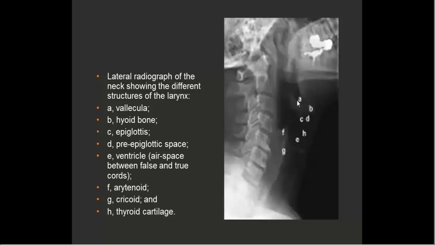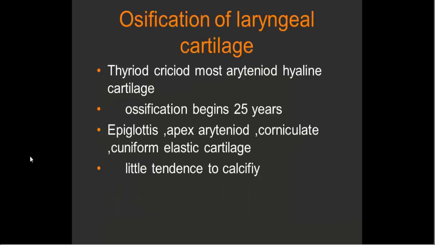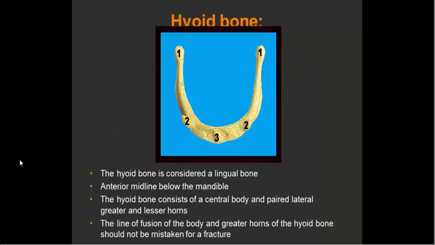Here are the valleculae, hyoid bone, epiglottis, pre-epiglottic space. This is the thyroid cartilage, as we see, and this is the arytenoid, cricoid cartilage. This is a different plain radiograph. Ossification of laryngeal cartilage: thyroid, cricoid, and most of the arytenoid are hyaline cartilage. Ossification begins at about 25 years. The epiglottis, apex of arytenoid, corniculate, and cuneiform are elastic cartilage with little tendency to calcify.